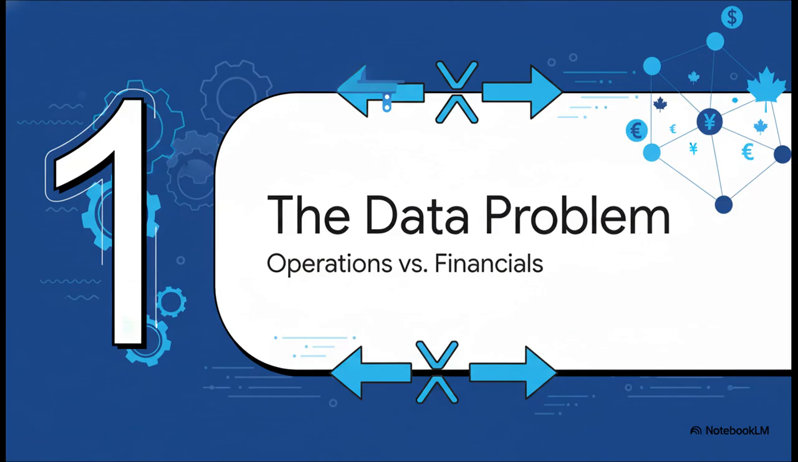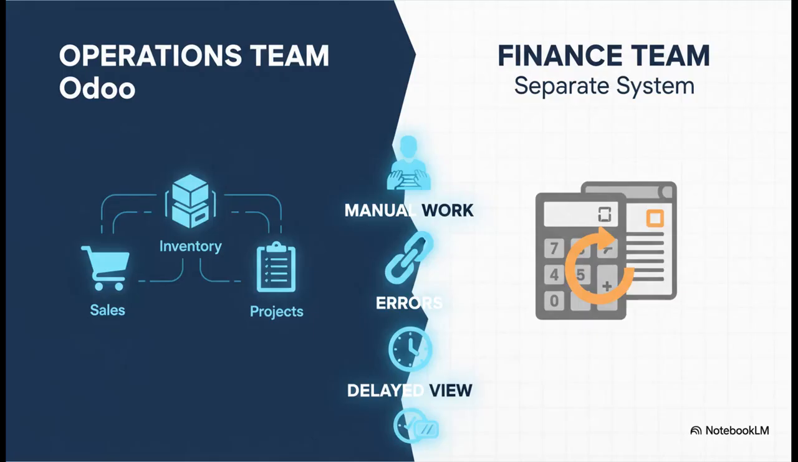All right, let's start with the big one, the disconnected data problem. Before we can even think about solutions, we have to be super clear on what we're actually up against. And really, it all comes down to a disconnect. Just think about it for a second. Your operations team is firing on all cylinders in Odoo. Sales, inventory, projects. But your finance team is completely cut off, living on a separate island. This gap, it's not just a little inefficient. It's where errors are born, and it means you're always making decisions looking in the rear-view mirror.